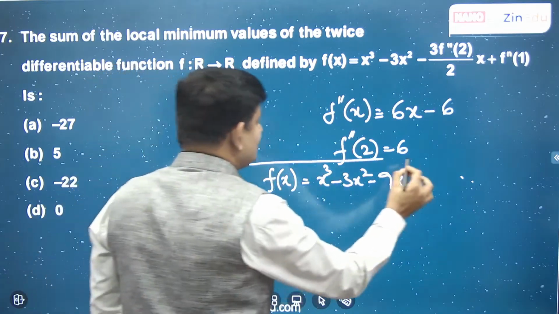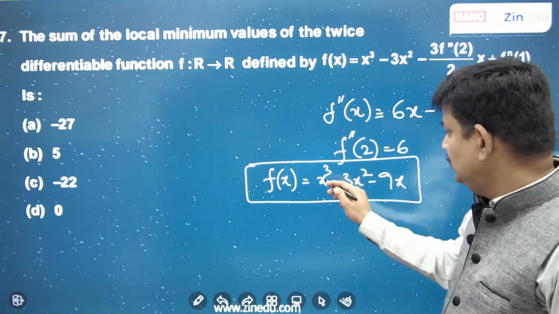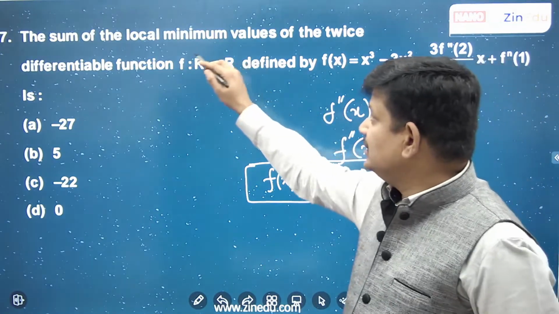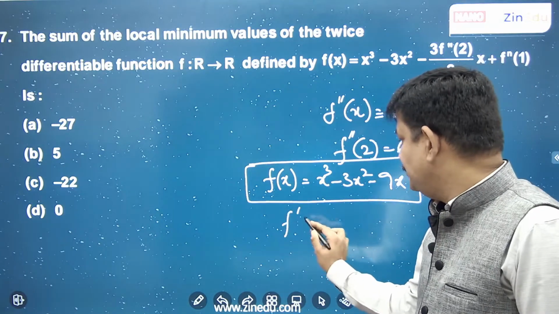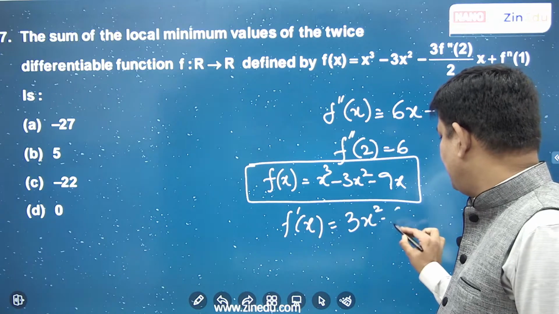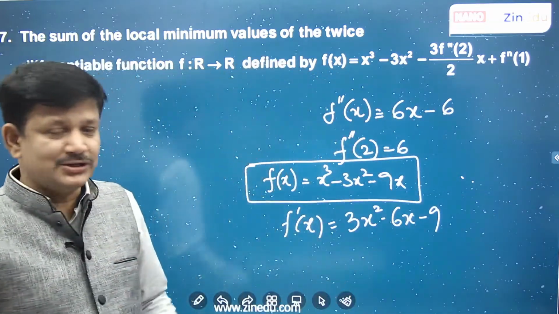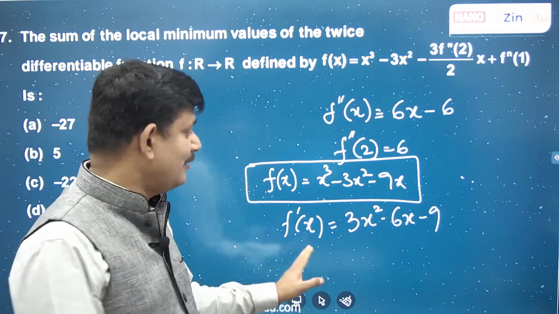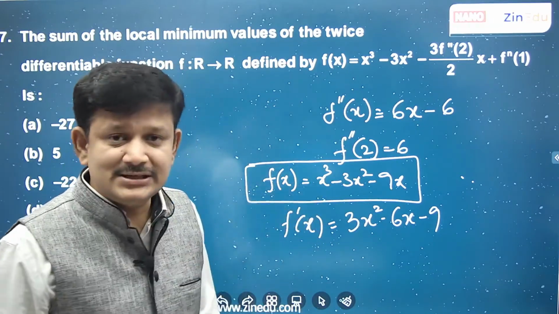So a simple cubic function is given. Which type of cubic? Coefficient of x cube is positive. He is talking about local minimum values. So observe f dash x. What is it? 3x square minus 6x minus 9. The discriminant of this is positive. The minus 4ac term is positive. So this discriminant is positive, which means this will have two roots. So whenever a cubic with a positive leading coefficient has two roots for its derivative, how will the graph be?